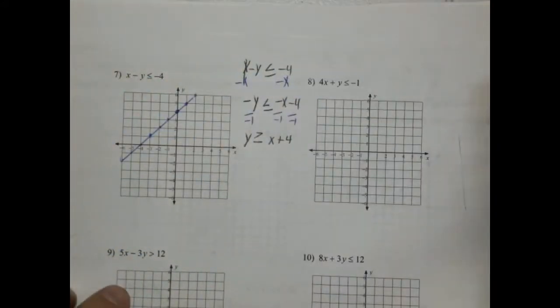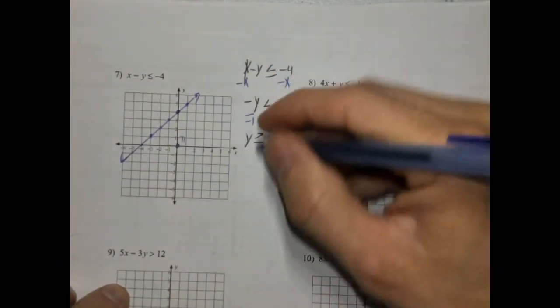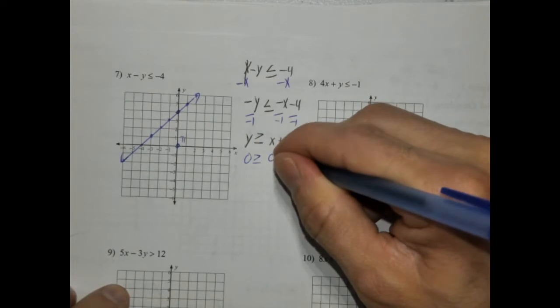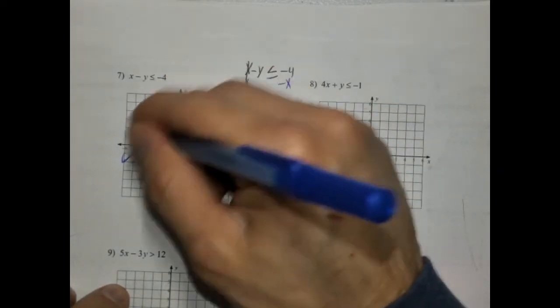Okay, now let's see if its test point works or not. So that's a test point. 0 is greater than or equal to 0 plus 4. 0 is greater than or equal to 4. That is a false statement, so therefore it's that side.